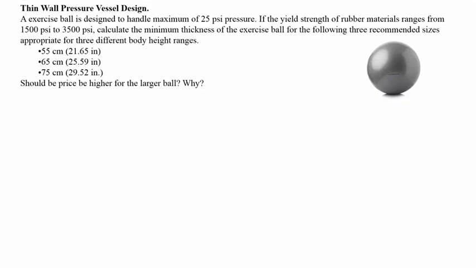Another example of thin wall pressure vessel design. In this case, this is a globe, so the circumferential stress does not really apply. So for the inside of this piece, only longitudinal stress applies. So the longitudinal stress is the only stress you can have.